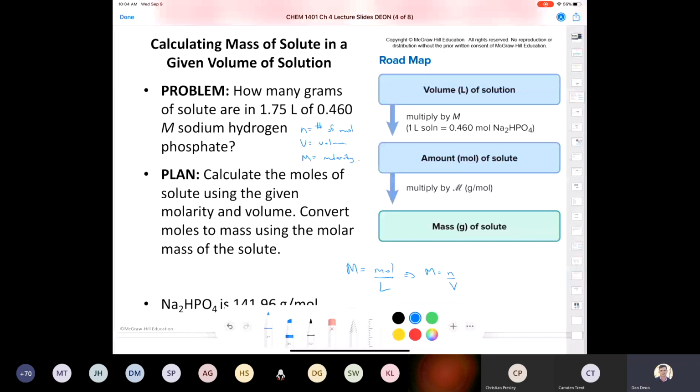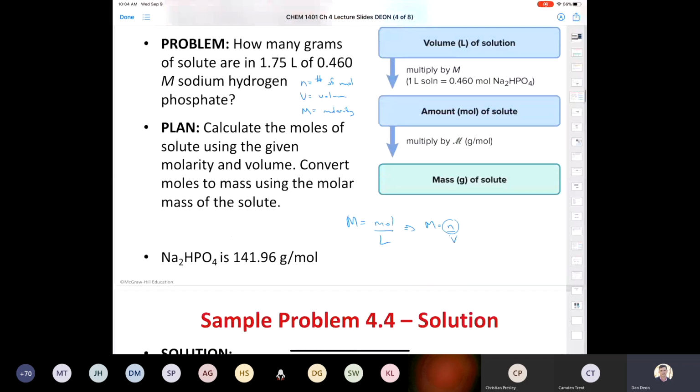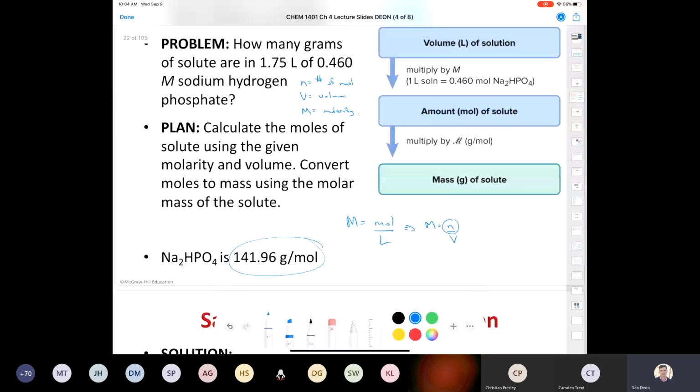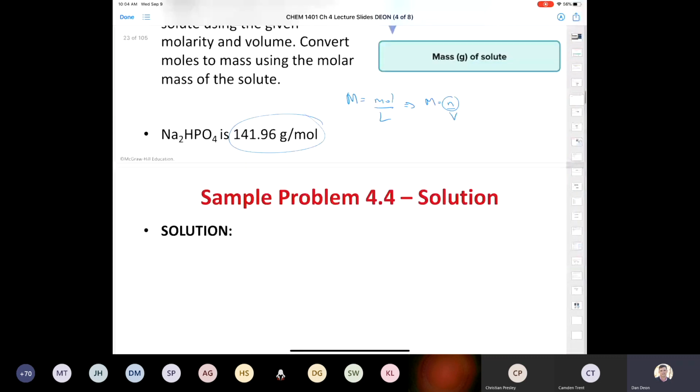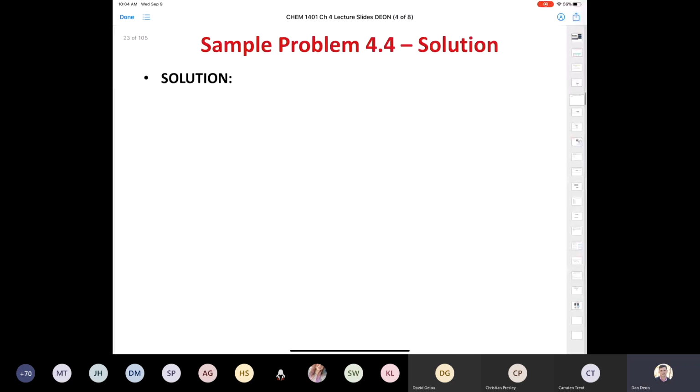And what are we going to be solving for? How many grams of solute? Well, for that, we're going to need the number of moles. Because once we get the number of moles, as one of my students just told me, as long as you have the number of moles and a molar mass, you can figure out the mass. So let's start with what we've been given here. We've got 1.75 liters.